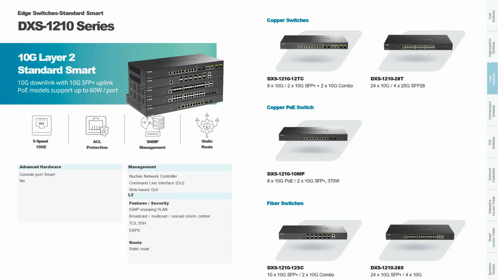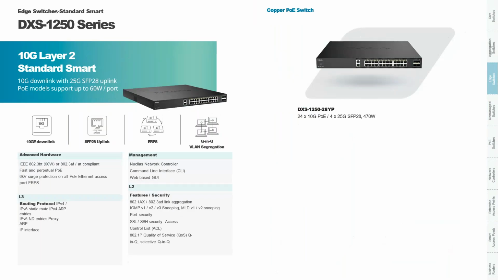So if we move on to the DXS 1250, there's only one switch in this range, so we won't spend too much time talking about it. But it's 24 10 gigabit ports and 4 25 gigabit ports. So there's a lot of power in there, and there is also a lot of power when it comes to PoE.